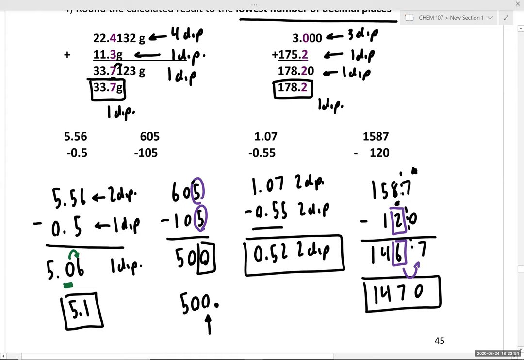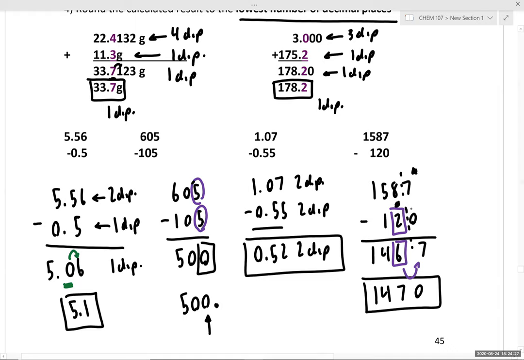Since we then round to the largest place that contains the last reported significant digit, the tens place is larger than the ones place. So we're going to round to the tens place. We subtract our numbers, and then we round our final answer to the tens place, because 120 has its last reported significant digit in the tens place.